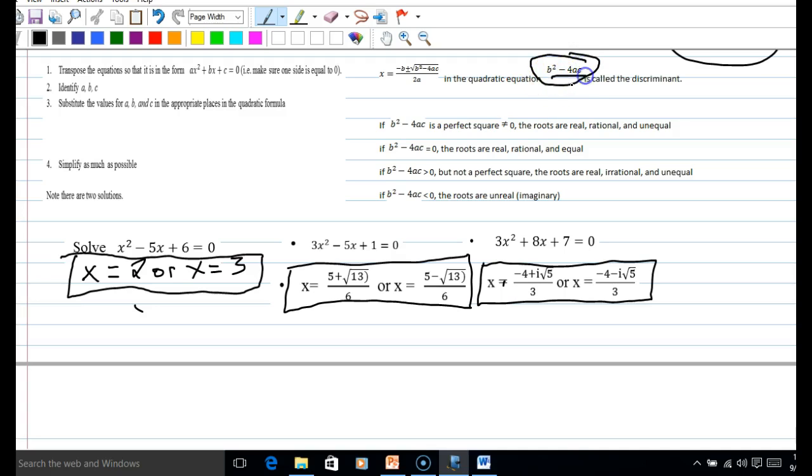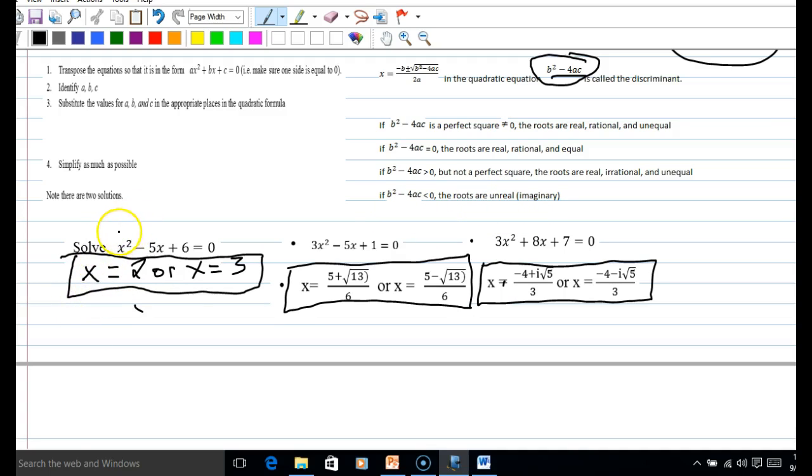b squared minus 4ac is called the discriminant, and if b squared minus 4ac is a perfect square, something other than 0, the roots are rational but unequal. If b squared minus 4ac is equal to 0, then the roots are rational and equal. If b squared minus 4ac is greater than 0 but not a perfect square, then the roots will be irrational and unequal. And if b squared minus 4ac is less than 0, then you're taking the square root of a negative number, which means that they're going to be imaginary.